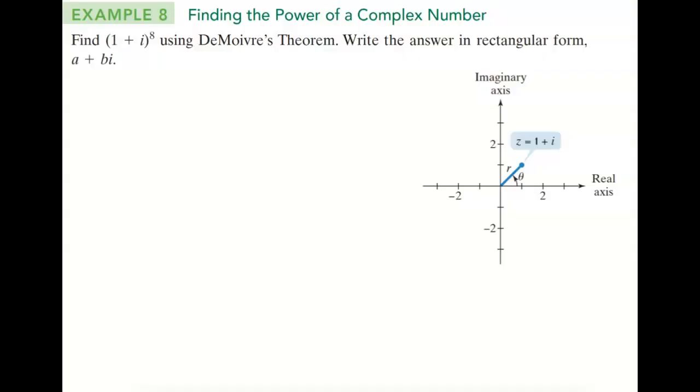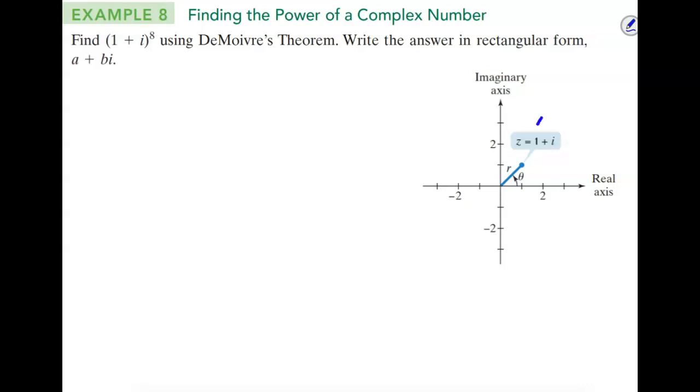So here's our example 8 where we want to find the power of a complex number. We want to find 1 plus i raised to the 8th power using our DeMoivre's theorem, and we want to write our answer in rectangular form. To help us out, I put our graph of our complex number. So this is what the graph looks like.